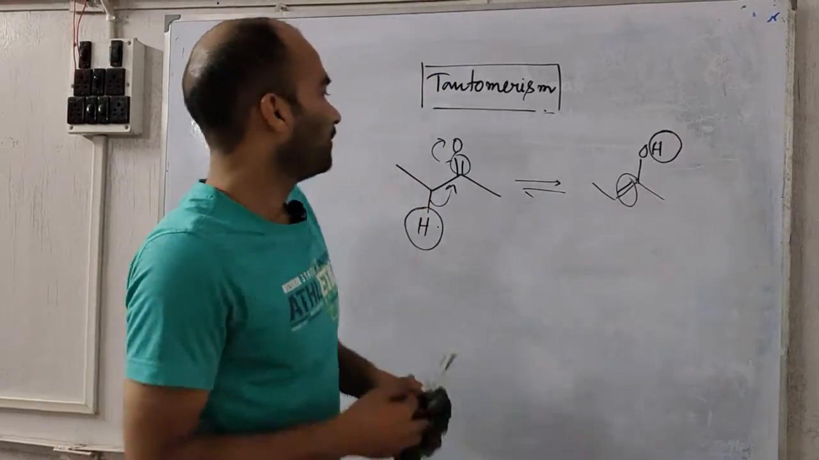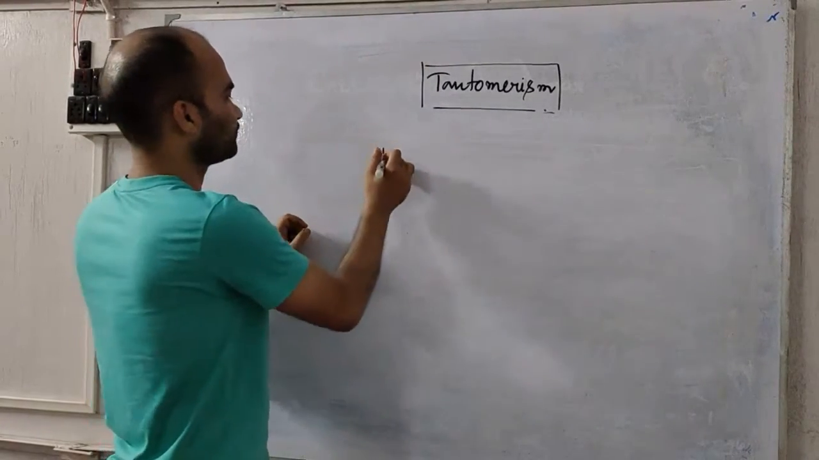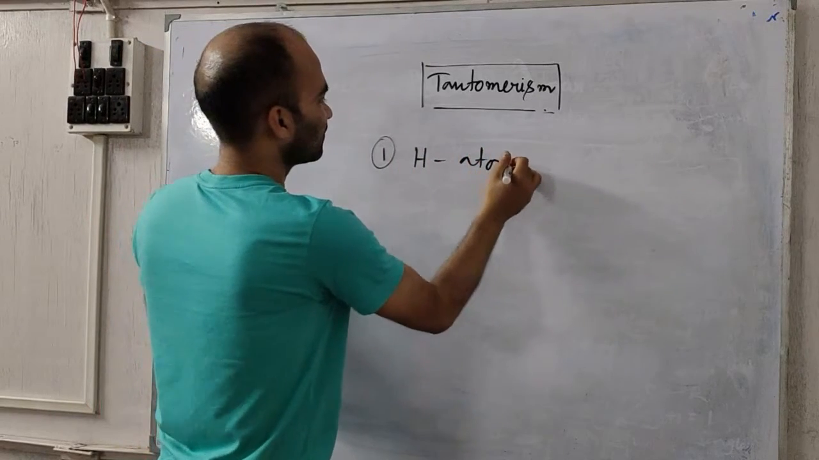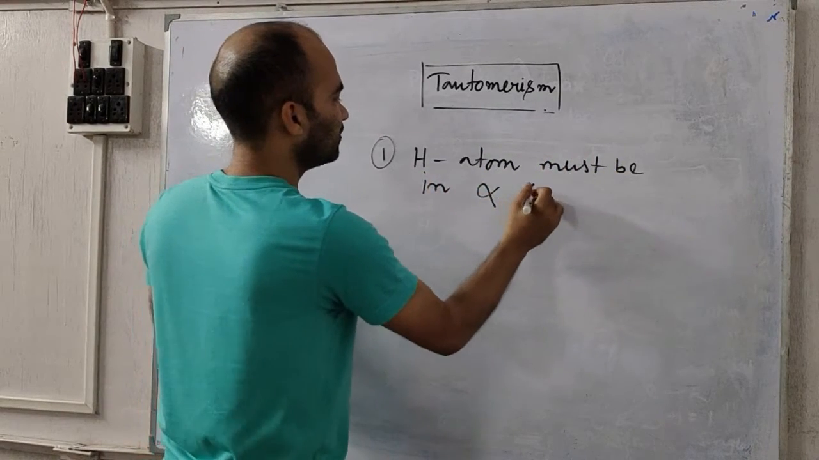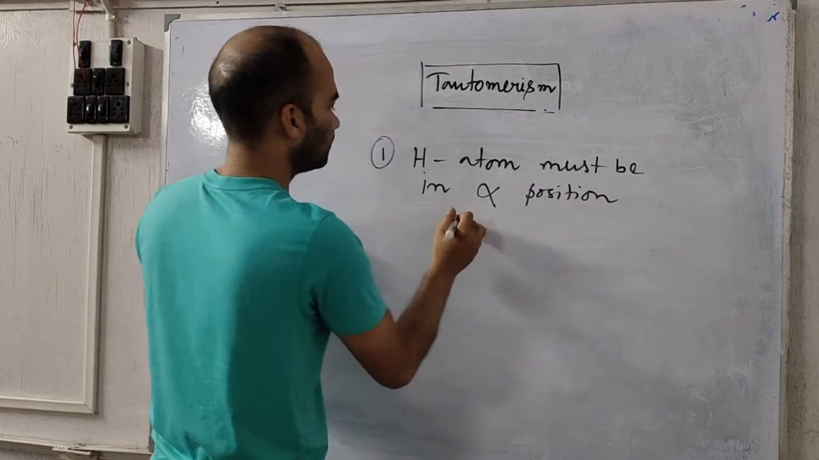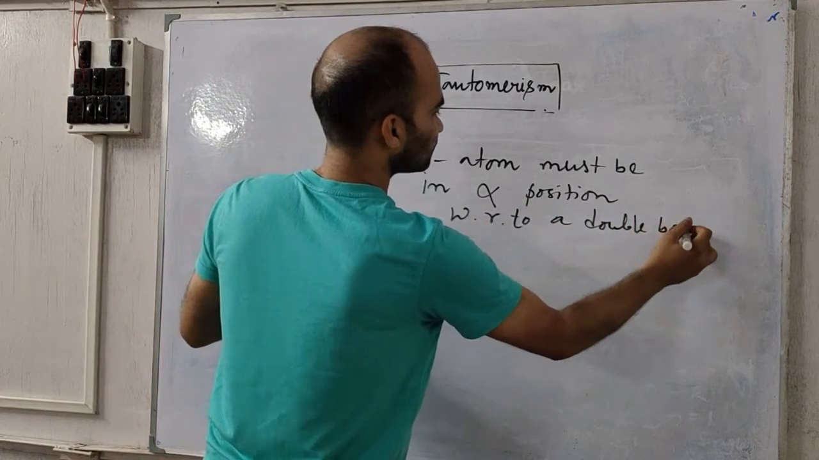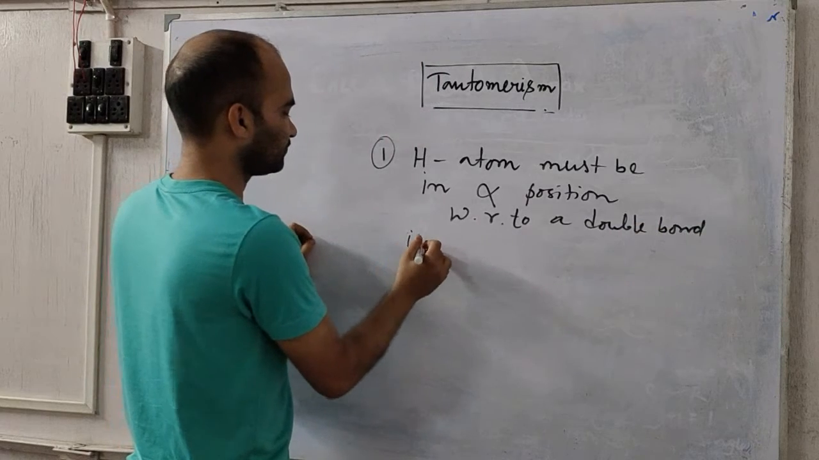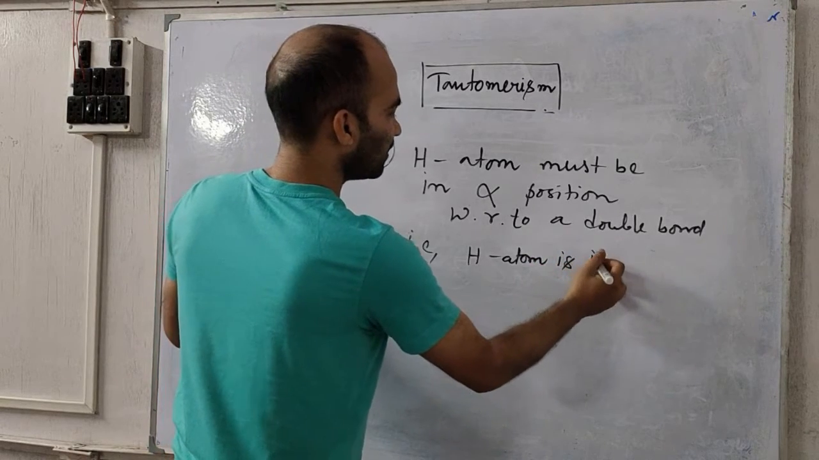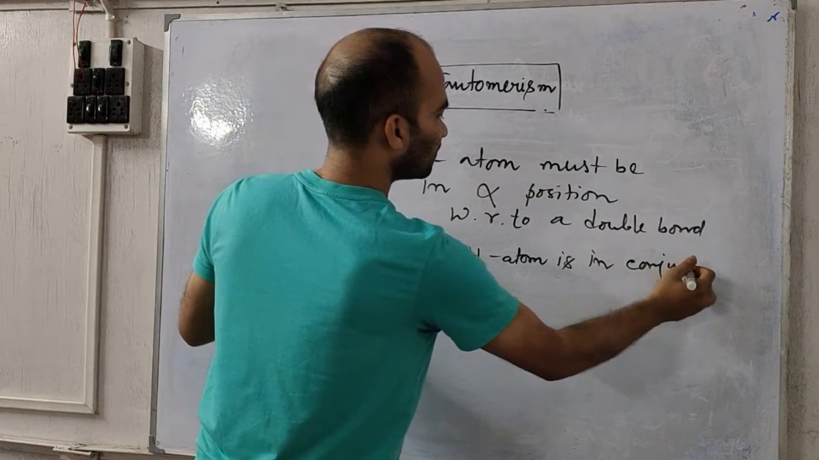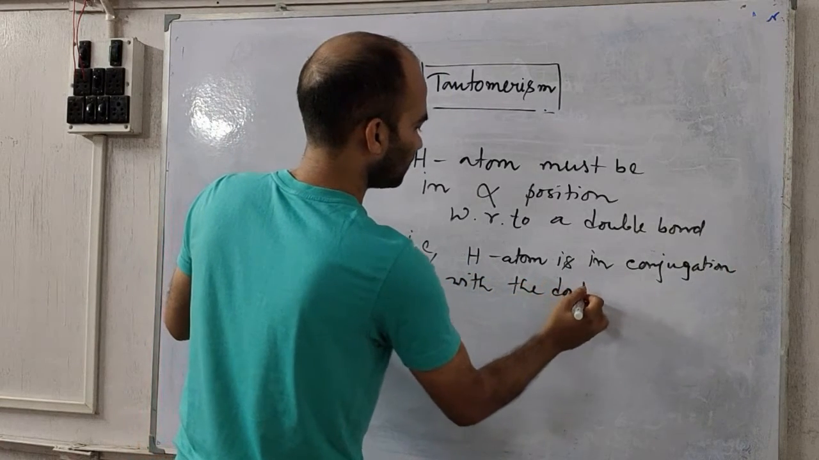Now the basic fact we notice here is the H atom must be in alpha position with respect to a double bond. That is, the H atom is in conjugation with the double bond.